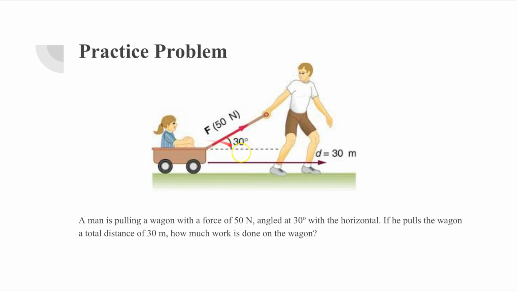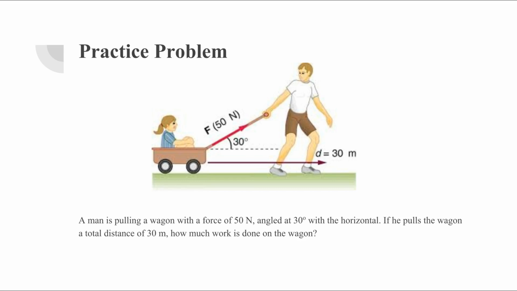So here's a quick practice problem. A man is pulling a wagon with a force of 50 newtons, angled at 30 degrees to the horizontal. And he pulls the wagon a total distance of 30 meters. How much work is done on the wagon?